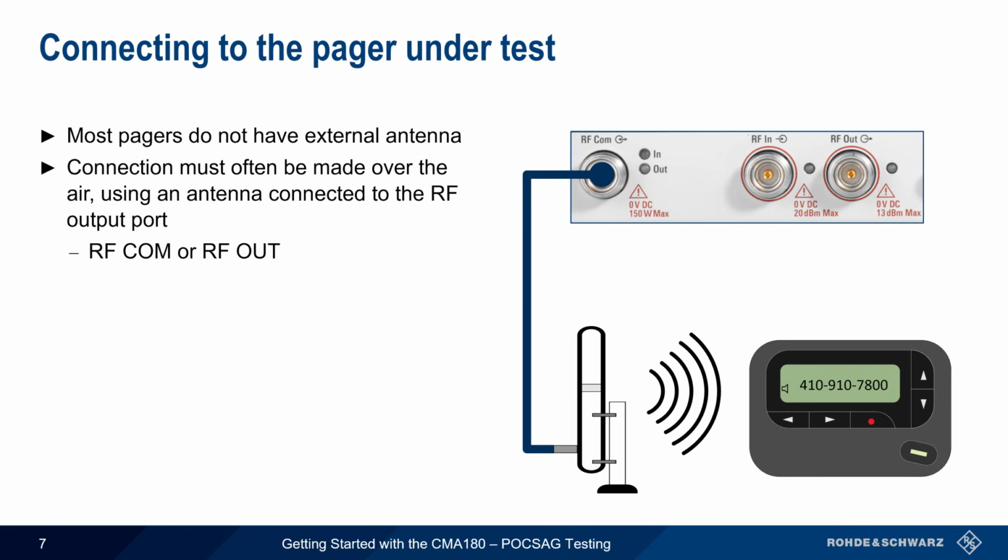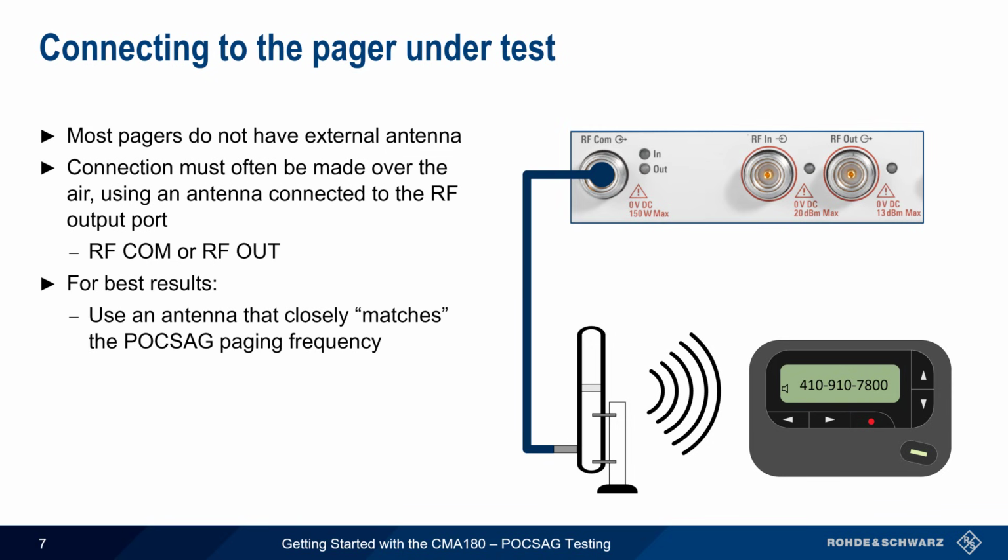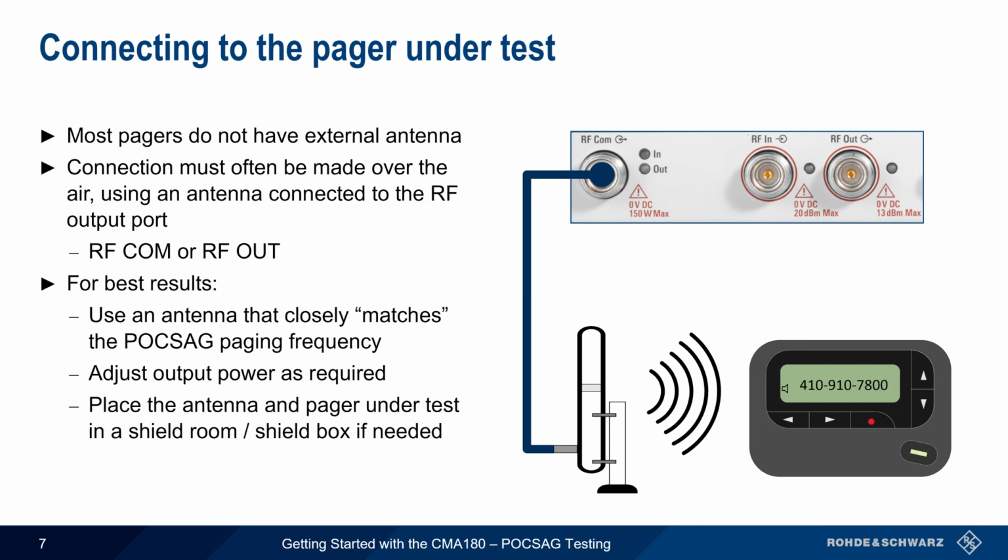When testing POCSAG over the air, there are a few recommendations for obtaining the best results. The first is to use an antenna that's closely matched to the frequency of the RF signal, since this will maximize the amount of power radiated by the antenna and minimize the amount of power reflected back towards the CMA. Also, the output power level may need to be adjusted to account for path loss and other considerations. And finally, a shield box or shield room may be helpful if testing is performed in the presence of other over-the-air signals in the same frequency range.